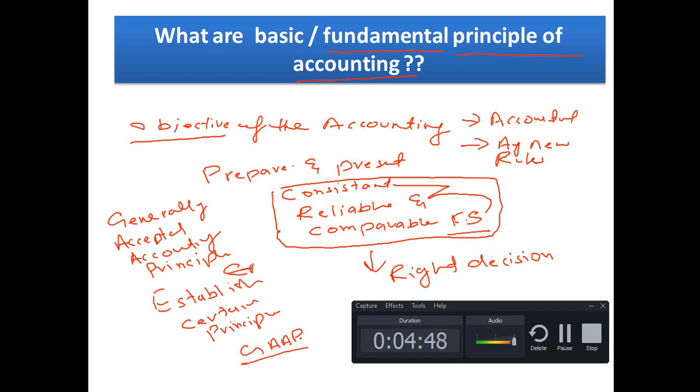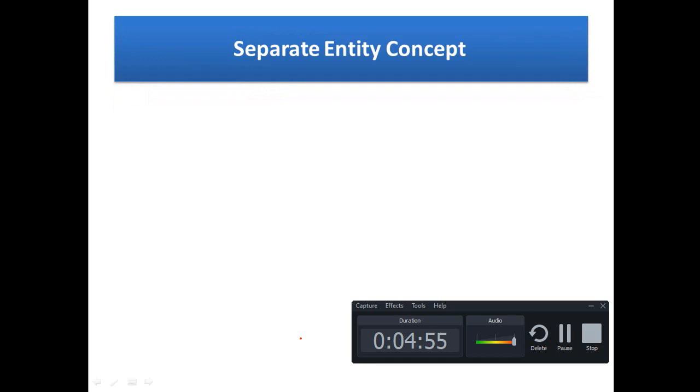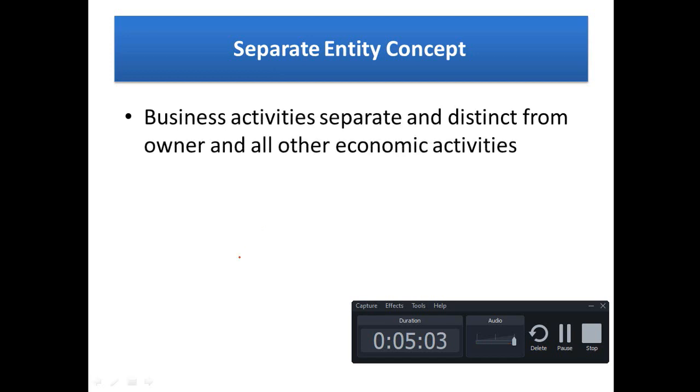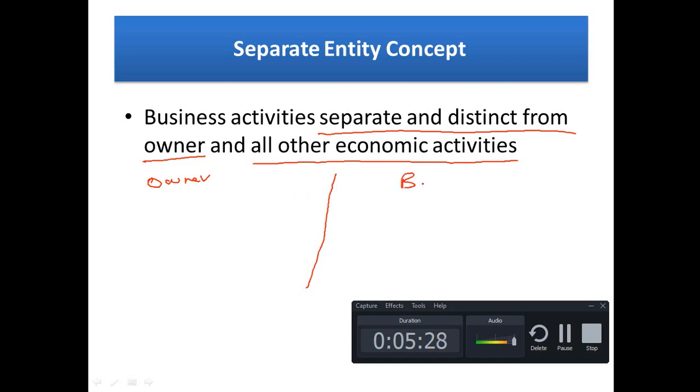The first and very important principle, which forms the base of accounting, is the separate entity concept. The separate entity concept principle states that business activities are separate and distinct from the owner and all other business economic activities. It means there is a wall between the owner and the business.